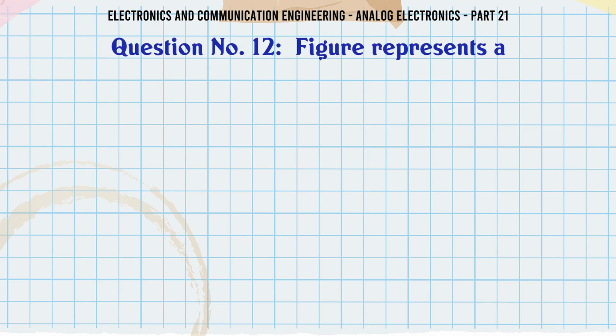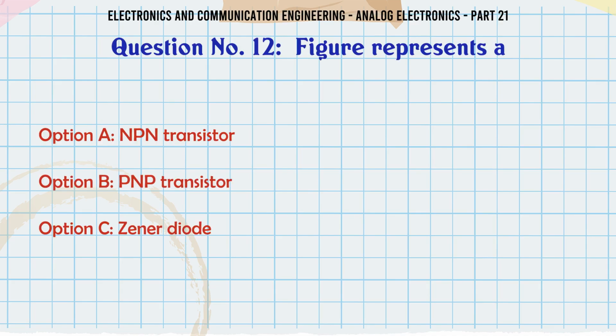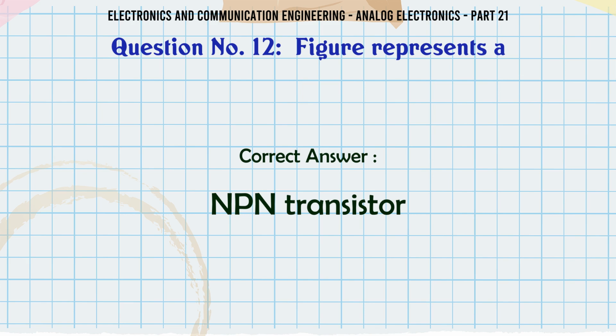Figure represents A. NPN transistor. B. PNP transistor. C. Zener diode. D. Power diode. The correct answer is NPN transistor.